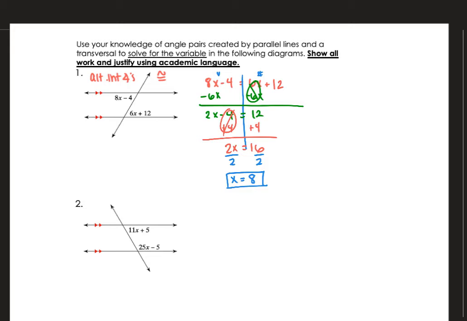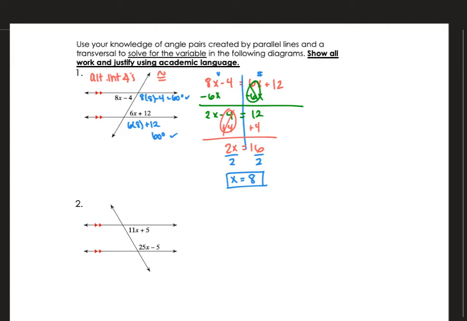We can always check our work by plugging it in. So 6 times 8 plus 12, which is 60. And we should get the same thing up here. So 8 times 8 minus 4. 8 times 8 is 64, minus 4 is 60. So that checks out because we know that alternate interior angles are congruent.